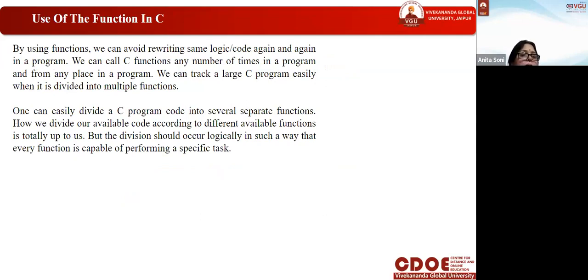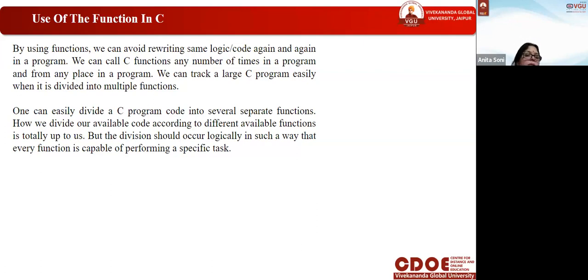We can call a function many times, and we can call it anywhere in a program. We can track a large C program easily when it is divided into multiple functions. Basically, when you have a large size of code, it is always a good practice to divide the code into smaller tasks. They are called functions. Write different functions for different actions so that it is easy to maintain your program.